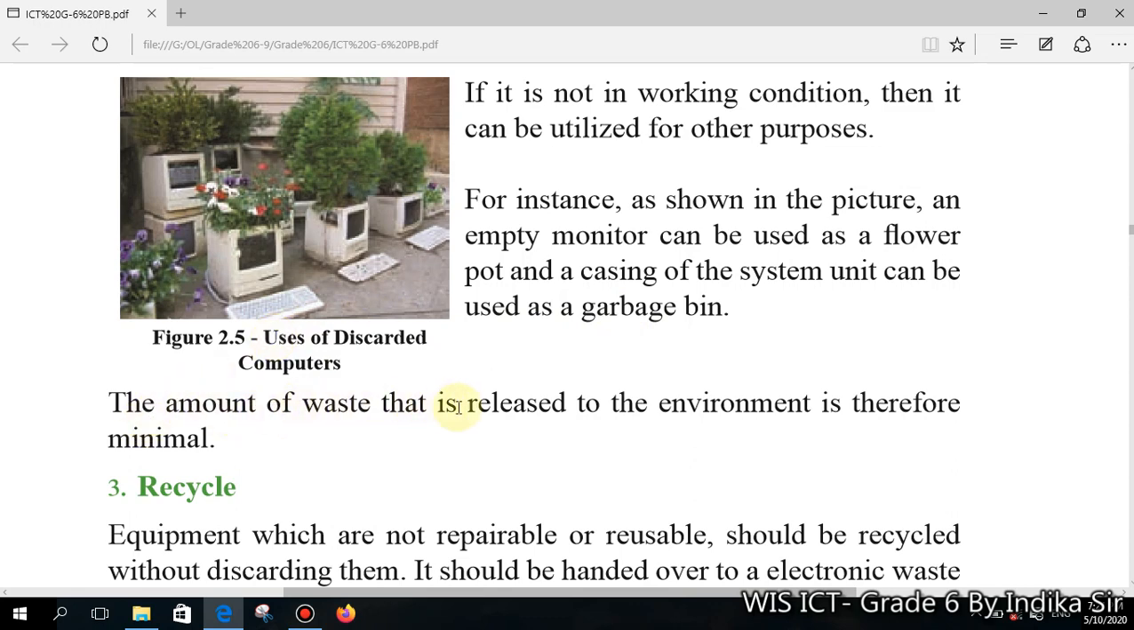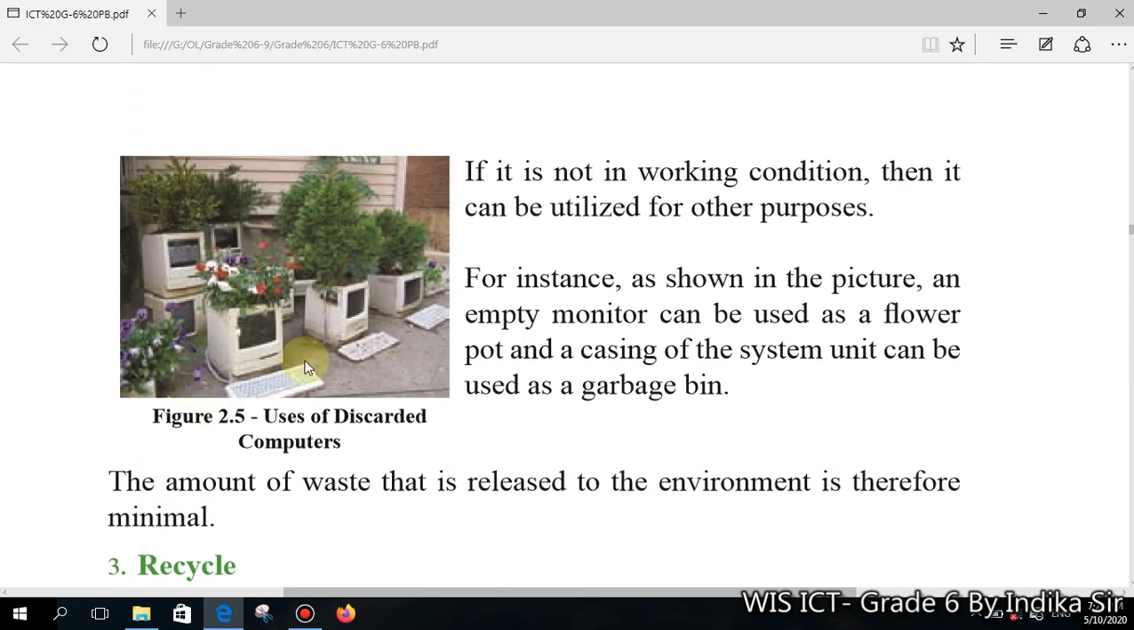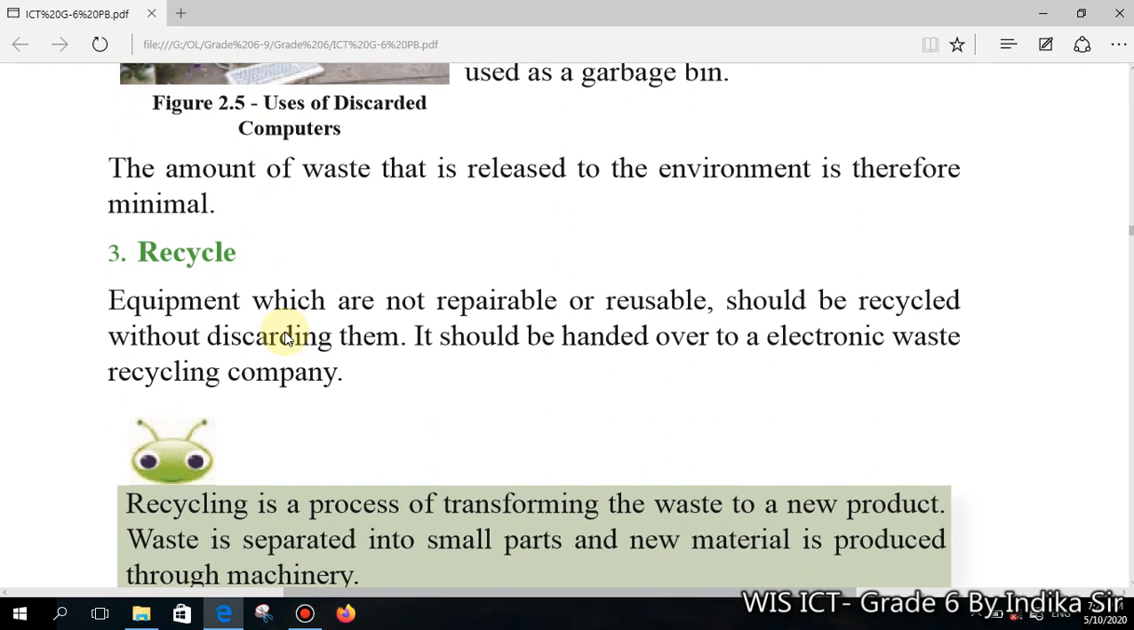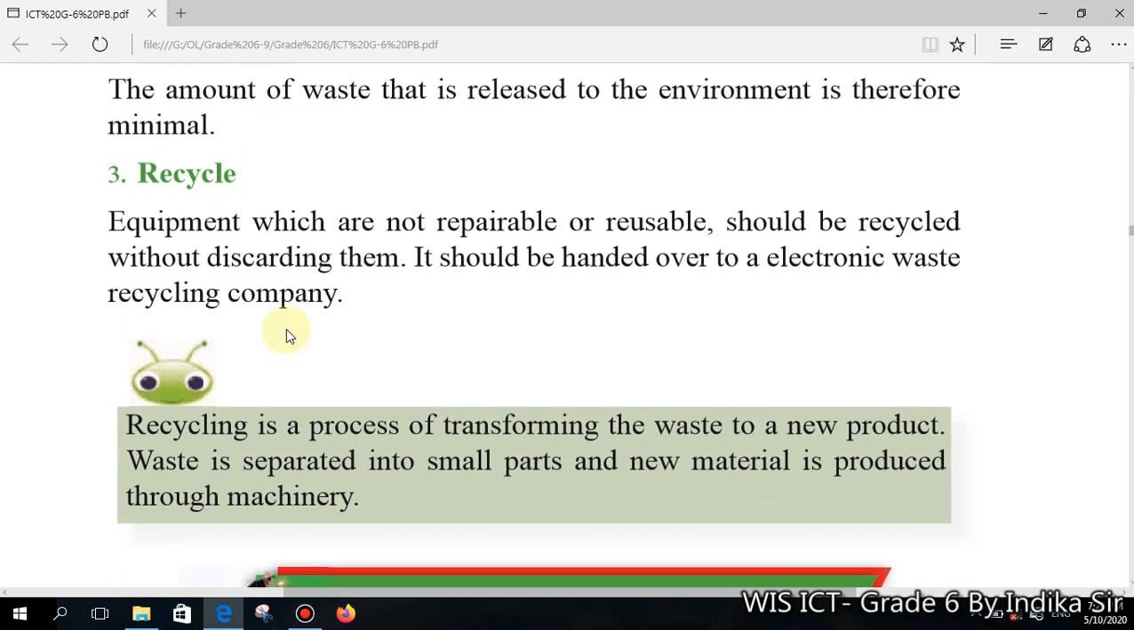The amount of waste that is released to the environment is therefore minimal. So that is a good idea, isn't it? Right.